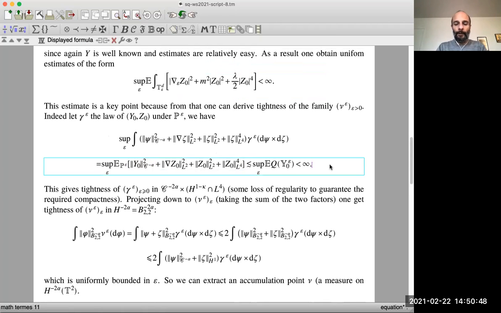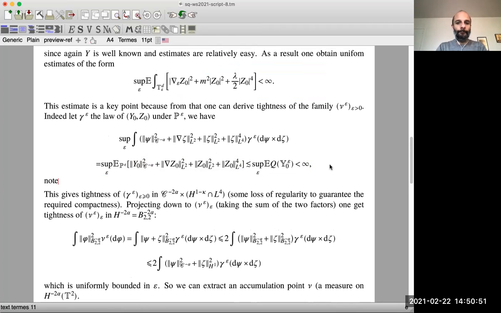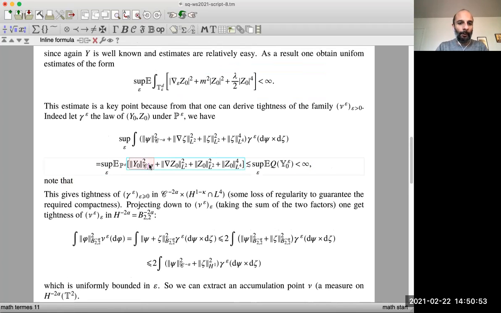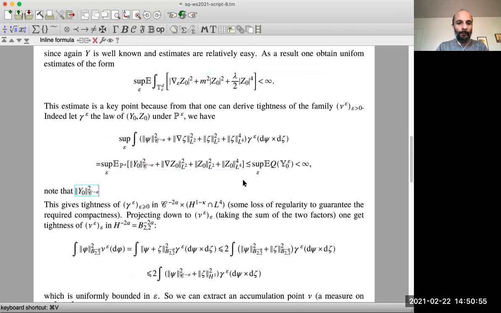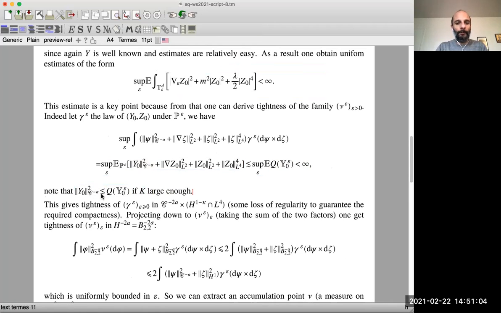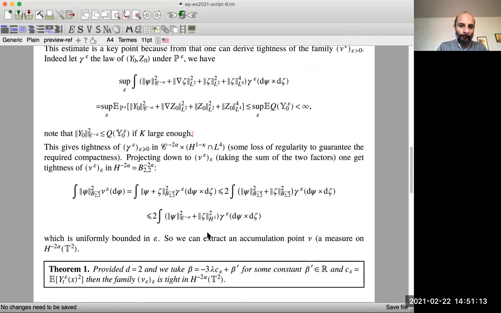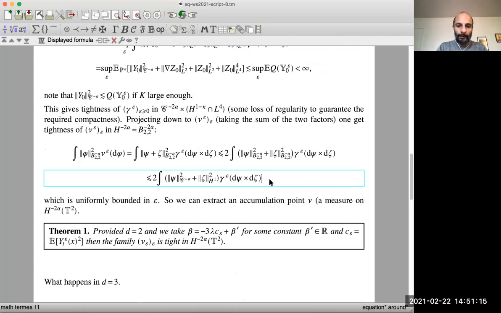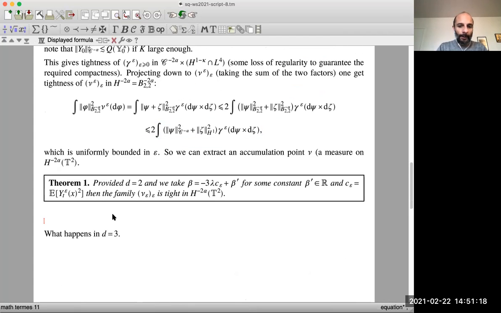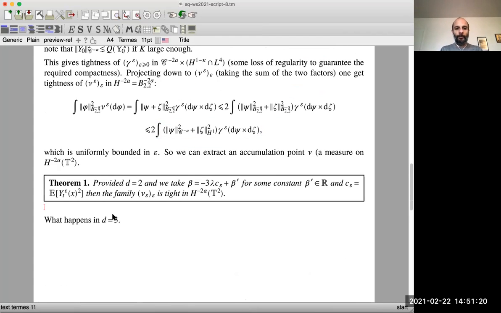Note that if I don't care about the constant, this is already inside. So this is smaller or equal to q y0 if k is large enough. Of course, you need to add, otherwise it is not really a problem. Good, thanks for the question. So let's go back to our discussion of 3-dimension.